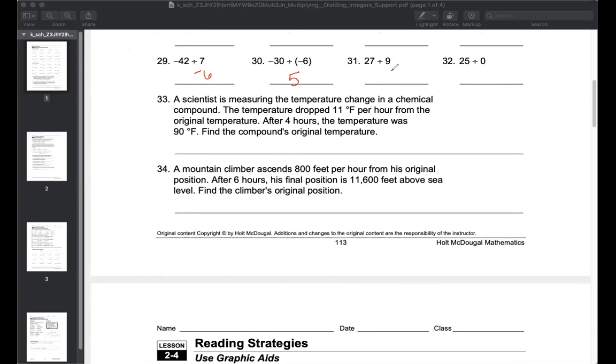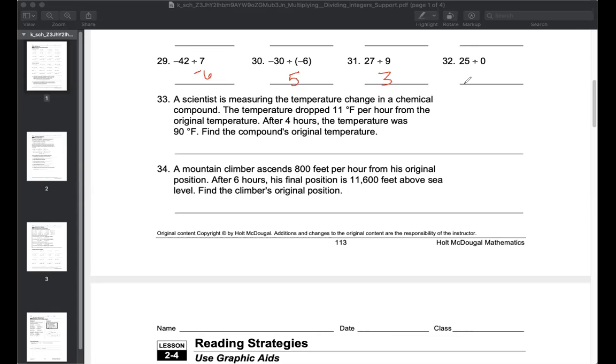And then 27 divided by 9. 3. Perfect. All right, here's where the mistake was happening. What is 25 divided by 0? 0. It is not 0.